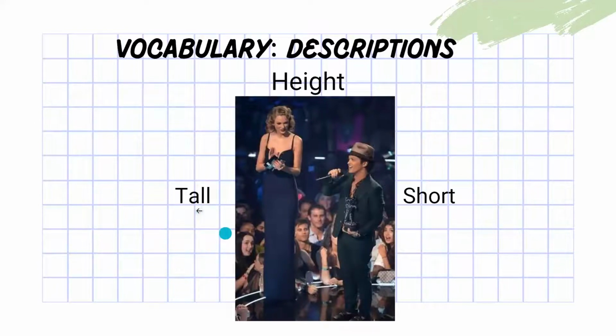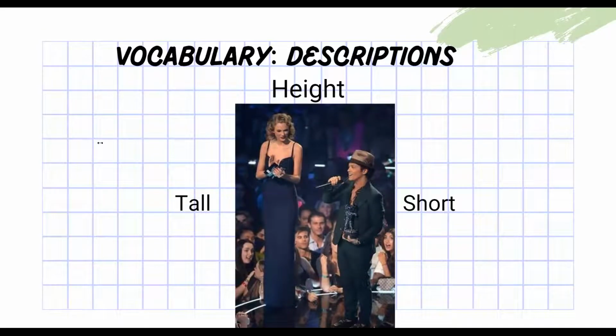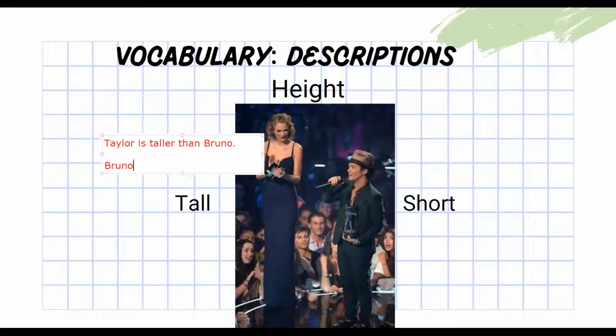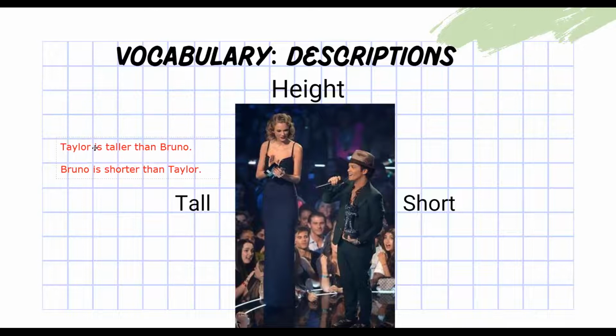Here they are. So I would say Taylor is taller than Bruno. Bruno is shorter than Taylor. ¿Qué estoy haciendo aquí? Los estoy comparando uno contra el otro.